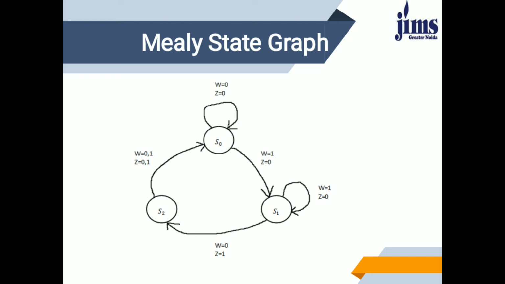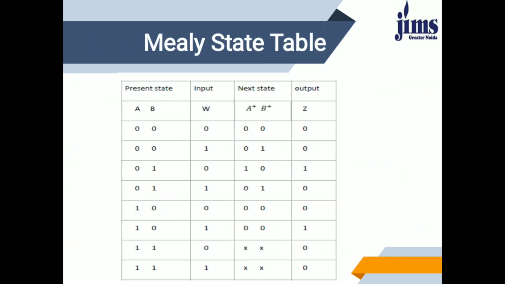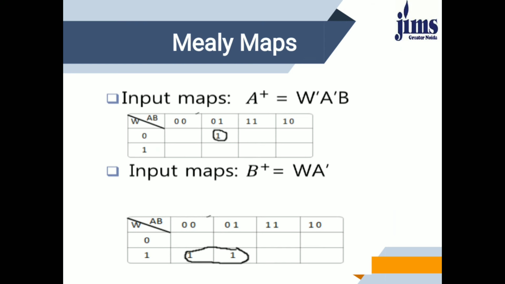In the Moore graph, we define outputs inside the states, and in this we are not going to define output inside the state. Now if we see the state table, there will be no difference between this and the Moore state table. Both will be the same. But in case of maps, there is a little change. In this, we are not defining the Z output, so only input maps will be generated. So two input maps will be required for current state A plus and current state B plus.